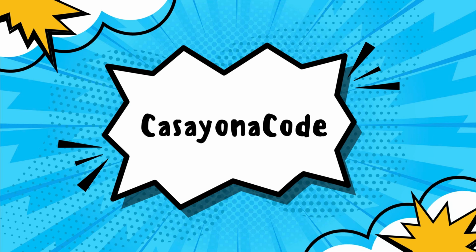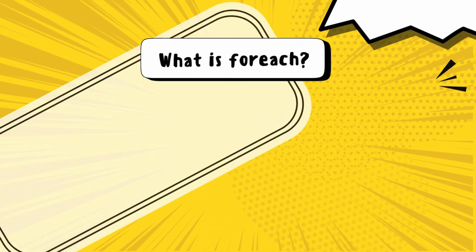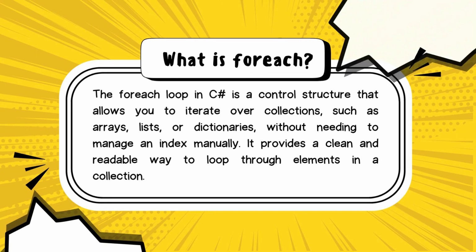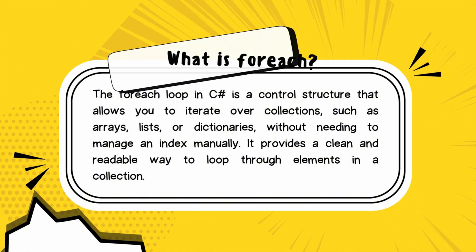Let's get started. What is Foreach? The Foreach loop in C# is a control structure that allows you to iterate over collections, such as arrays, lists, or dictionaries, without needing to manage an index manually. It provides a clean and readable way to loop through elements in a collection.